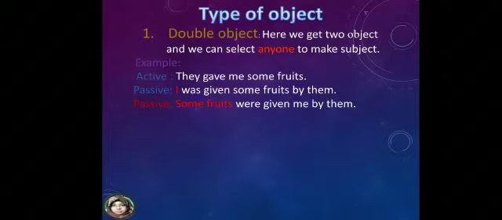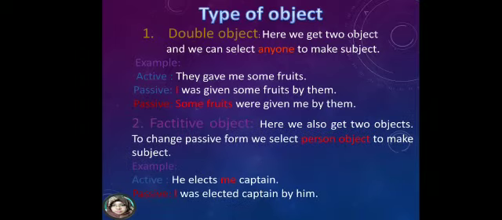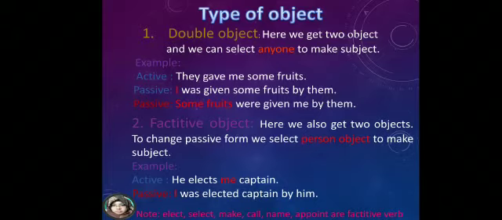Okay. Next is factitive object. Here you also get two objects, but you have to use the person object to make the subject. The example is, he elects me captain. Here me is the person object and captain is the profession object, or you can say occupation, right? So we have to select the person object, that is me, to turn into passive form. Please note some factitive verbs which indicate the factitive object.